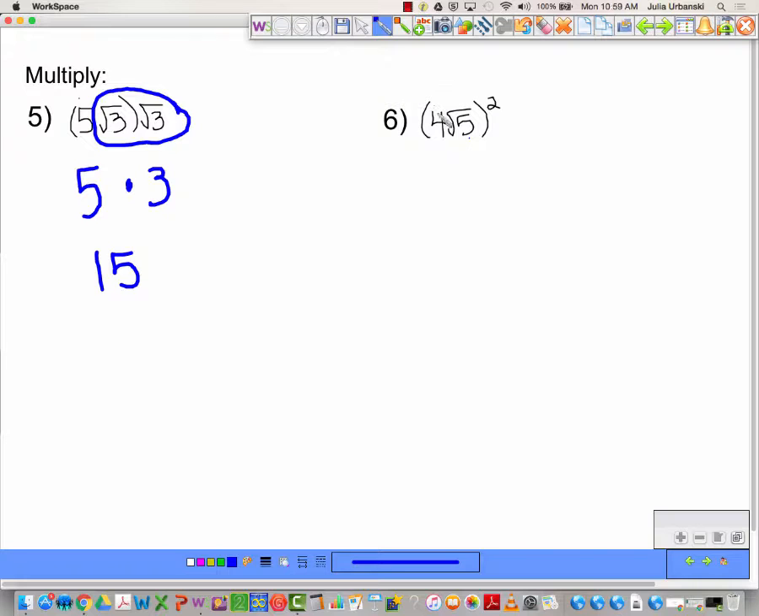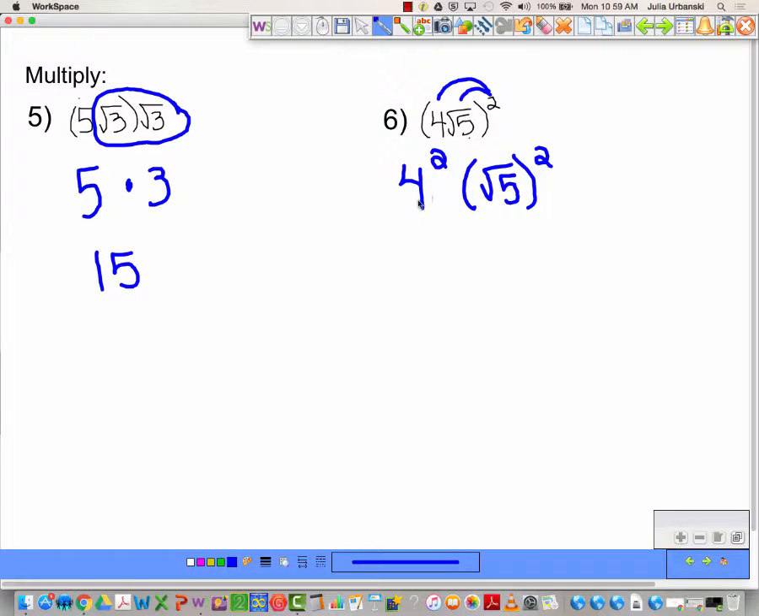And number 6, what's happening here is everything inside the parenthesis is squared. So it's 4 squared, and it's radical 5 squared. You don't have to write this out every time. Some things you can do in your head, but I'm going to write it for everyone to see. 4 squared and radical 5 squared, which really means radical 5 times itself. Radical 5 times radical 5.